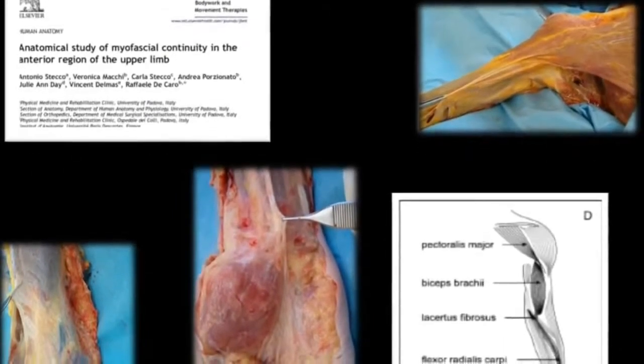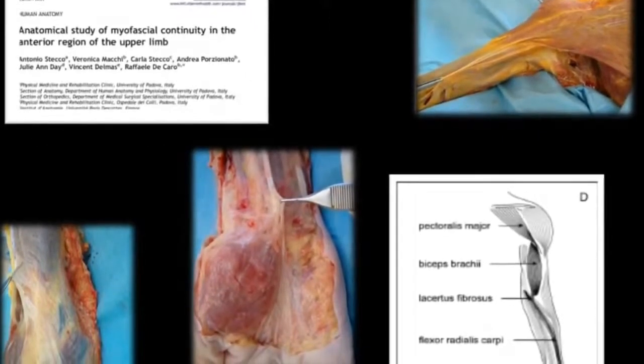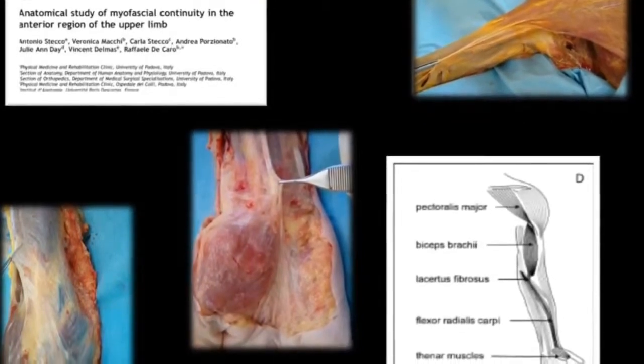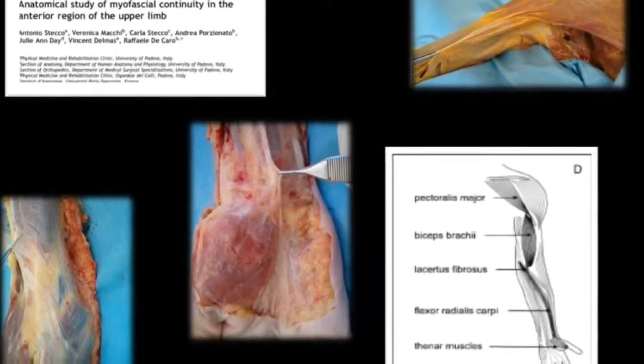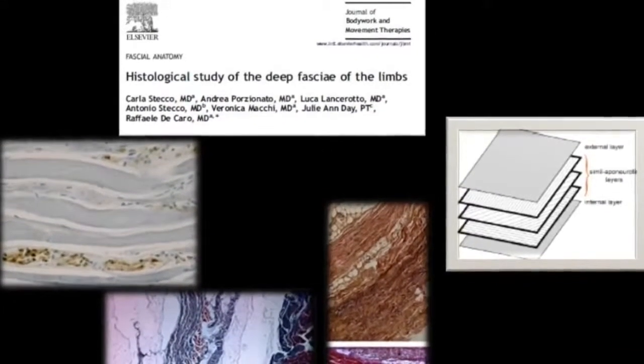In recent years, this biomechanical model has been enhanced through extensive anatomical dissection, particularly in an uninvolved cadaver, as can be seen in the slide above, which demonstrates the myofascial continuity in the anterior region of the upper limb and helps to support the theory that the fascia has a role in proprioception and motor control. This model has also been enhanced through the histological study of the deep fascia of the limbs.